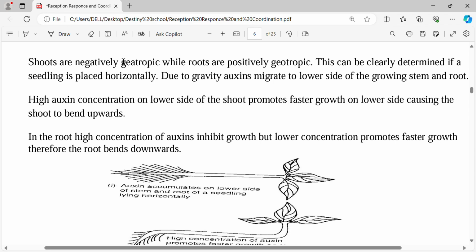So that's why we say shoots are negatively geotropic, while roots are positively geotropic, because roots grow towards gravity, they grow towards the soil, towards the earth's surface, and gravity normally moves towards the earth's surface, towards the soil. So roots are positively geotropic.